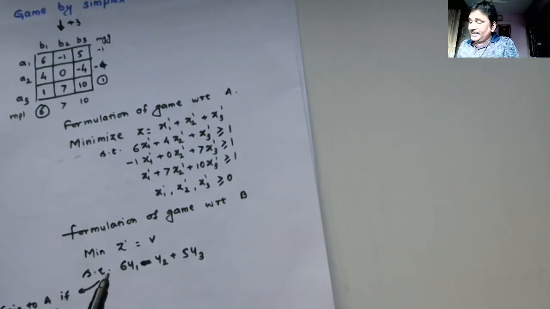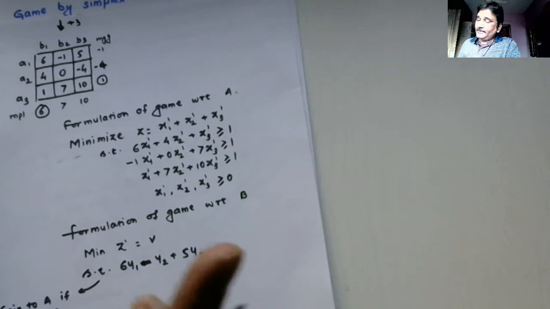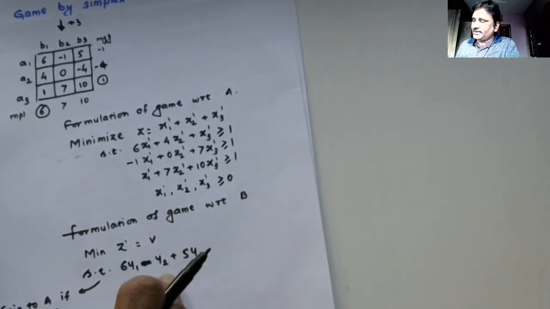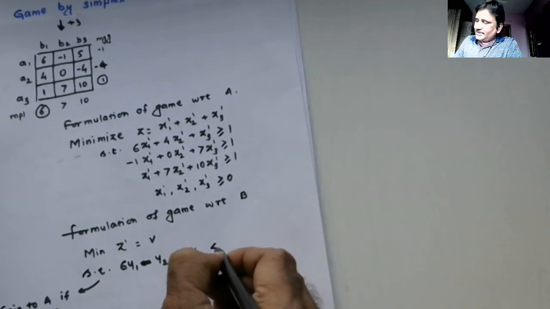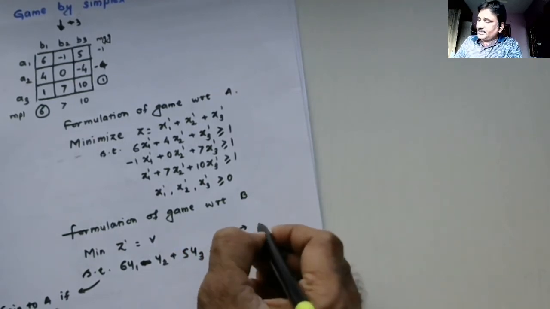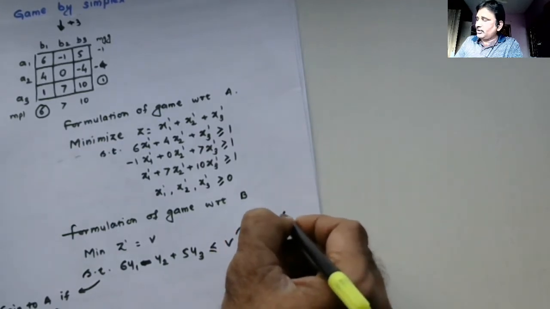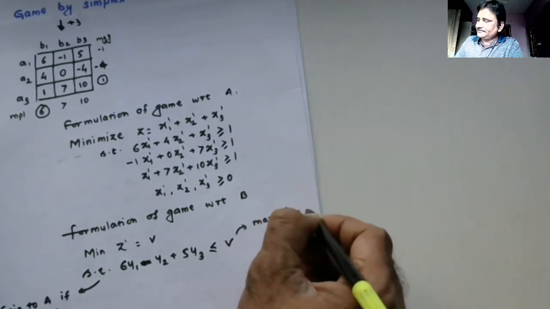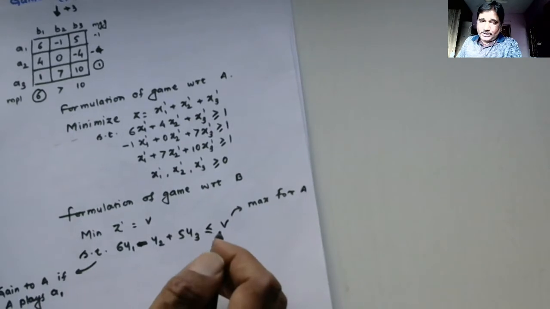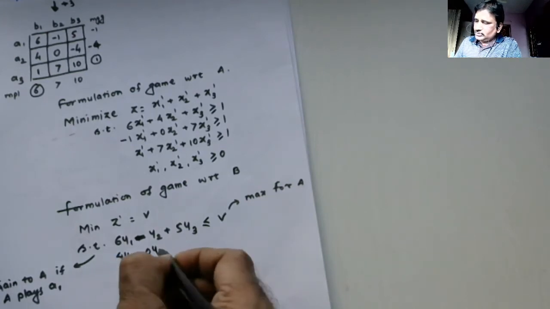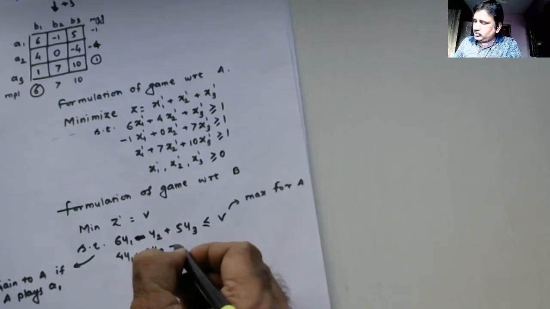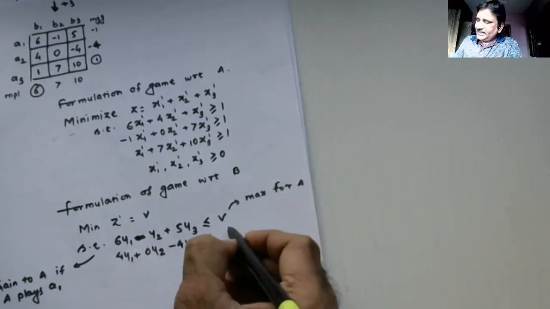Player A will always be trying to maximize his gain, but the maximum limit of gain to player A, we know, is V, that is the game value. So if V has to be maximum, this will have to be lesser than that. The expected gain to player A if he plays A1 will always be less than equal to V, because this is maximum for player A. Right? So once this is understood, you can write another constraint directly: 4y1 plus 0y2 minus 4y3 less than equal to V again.